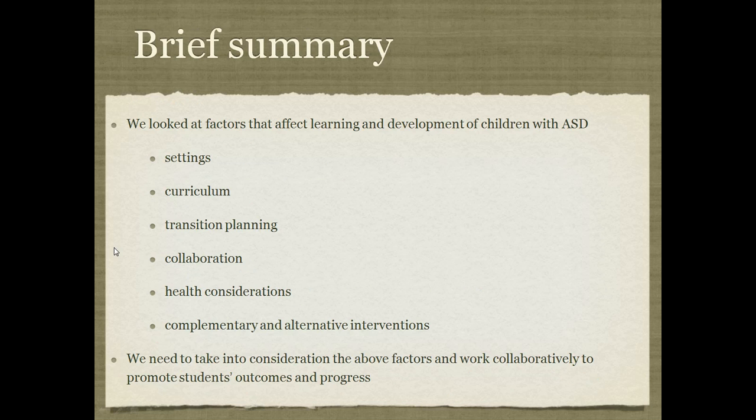So these are the things that we looked at for considering the placement and the learning and the development of students with ASD. The pieces that you have to take into consideration are what settings the education would happen in, what you're going to teach the student with ASD, what you're going to do about transition planning, and how the team works well together. These are key issues. What health considerations do you have to keep in mind? And what are the complementary and alternative interventions that you might be using with a student with ASD? That's it on this chapter.